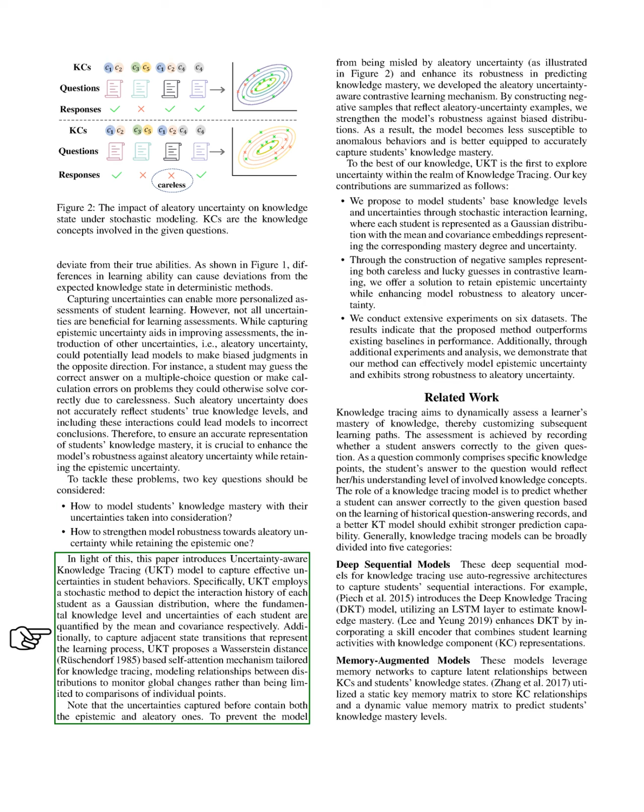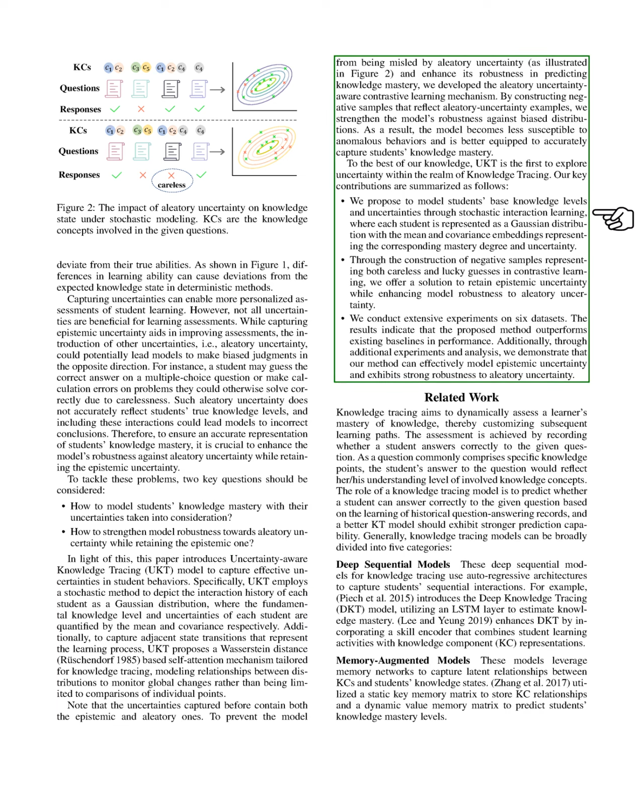UKT uses a stochastic approach to represent each student's interaction history as a Gaussian distribution, where the mean indicates their fundamental knowledge level and the covariance reflects their uncertainties. Additionally, UKT employs a self-attention mechanism based on Wasserstein distance to capture transitions in learning states, focusing on overall changes rather than just individual comparisons.